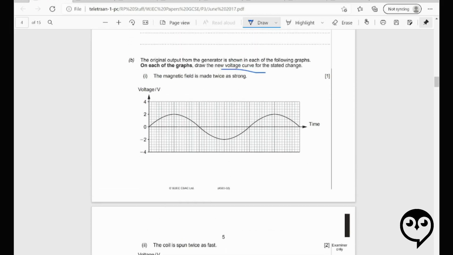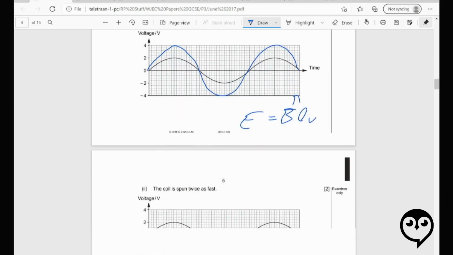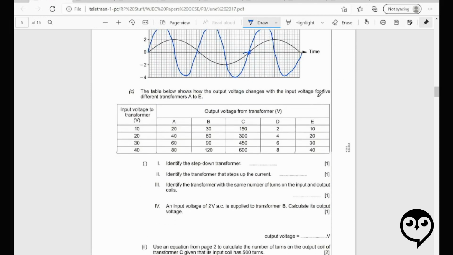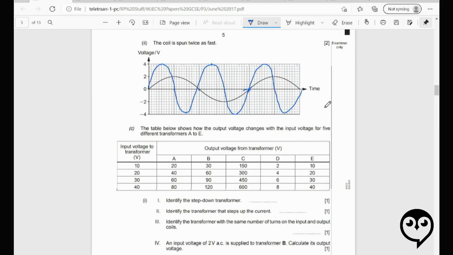Okay, magnetic field is twice as strong. If the magnetic field is twice as strong, we will get a higher voltage. Remember that your EMF is equal to BLV, and if it's twice as strong, twice as much. Now, if it's spun twice as fast, this should be interesting. Here and here, so we will have higher amplitude and a shorter wavelength, because it'll be a faster frequency. Okay, what else? Identify the step-down transformer. So we've got 5 different transformers.